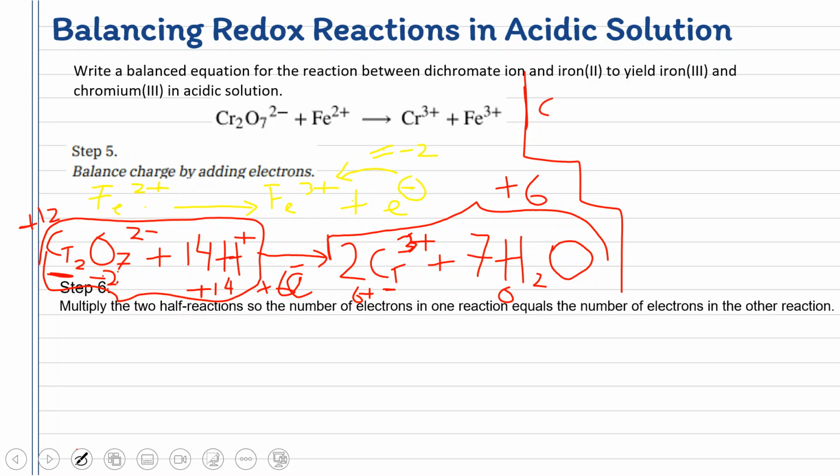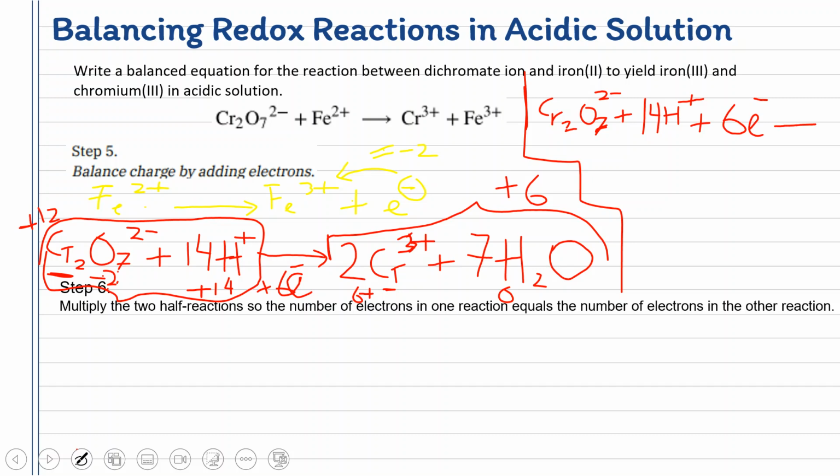Okay. So now we're going to have step 5. It's going to look like this. We have Cr2O7 2 minus plus 14 H plus. Now remember we just added plus 6 electrons. So let's write that. Plus 6 electrons. That'll be the final one for the left hand side.